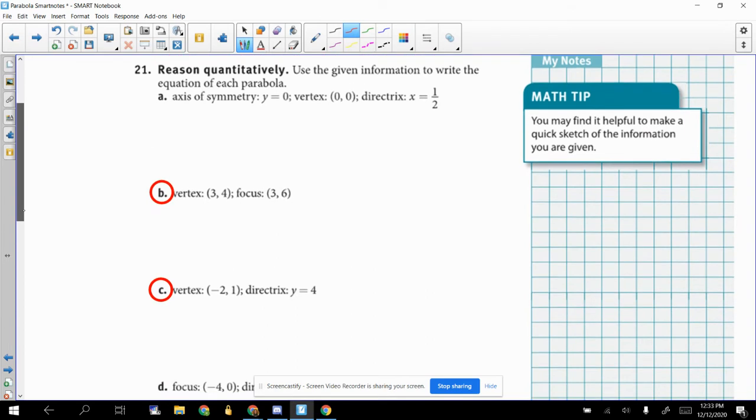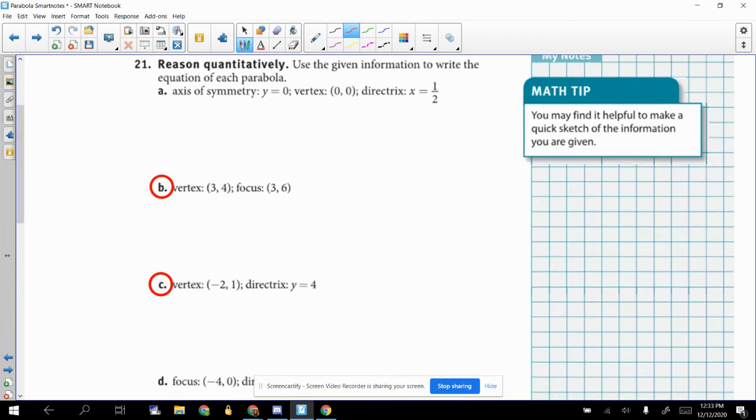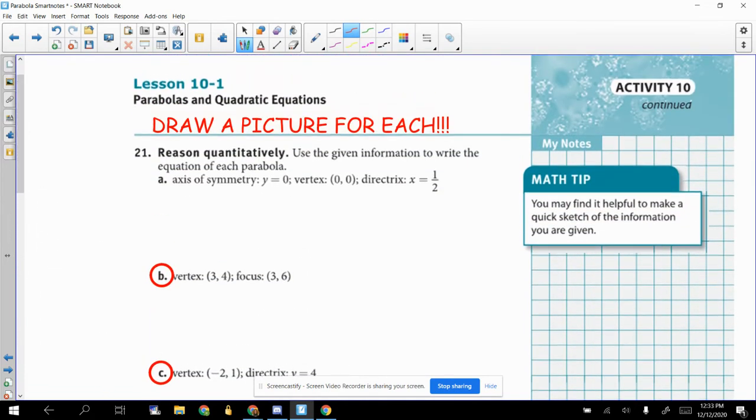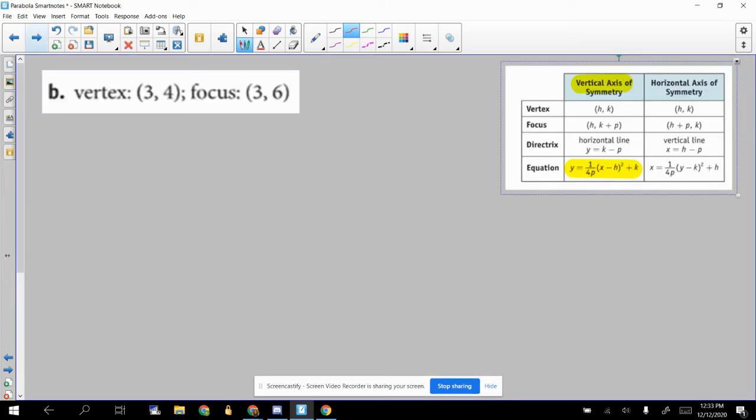On page 161, there are these 5 examples. We're going to do just these 3 today, and then we'll do 2 tomorrow in the video. But this is super important: you need to draw a picture for each, because that is really going to help you. I'm going to do that as well, and I'm just going to split these up onto other pages so I have room to draw my picture. So this first one, the directions were to use the given information to write the equation of each parabola. We are given the vertex and the focus.